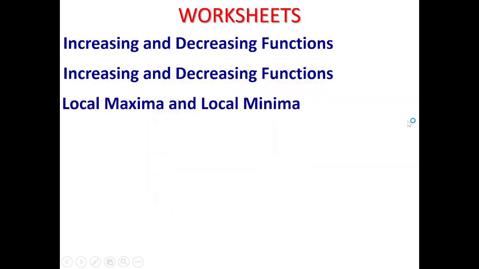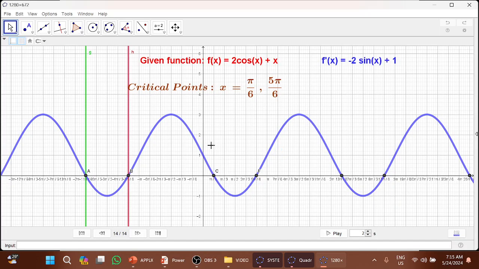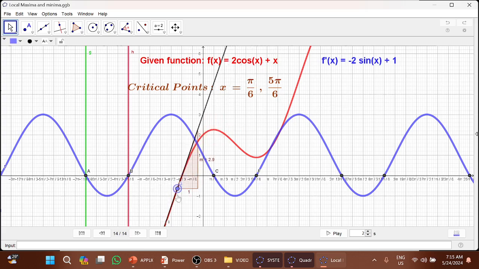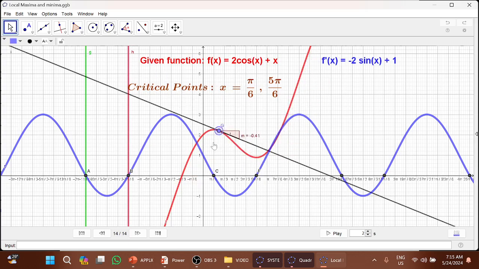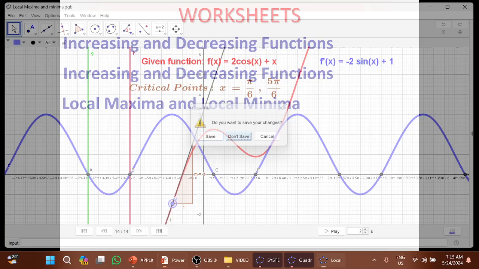Here I have taken a problem from our NCERT textbook only, a famous problem which a child will be doing by making use of the procedures. But let us visualize it using GeoGebra. This is 2 cos x plus x, and the critical points are pi by 6 and 5 pi by 6. Now you can move it and show the child which is the local maxima and which is the local minima. We are just simply moving it. And I am showing you the first derivative curve also over there. Okay, you can explore it.